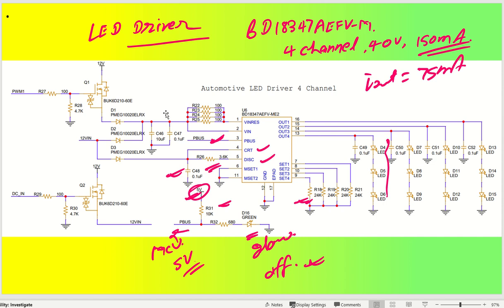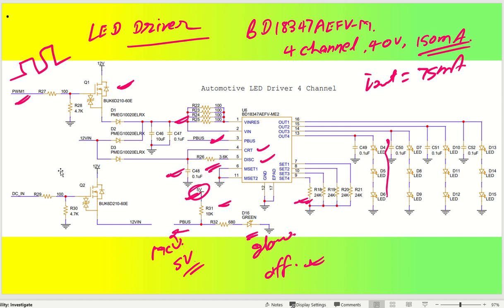Alright, coming back to the input section. If you have a PWM signal here, you can supply it through this, and this MOSFET will help you pass this particular PWM signal to the input. This is how it is going to give you the dimming functionality, right? So this can be controlled through the microcontroller.